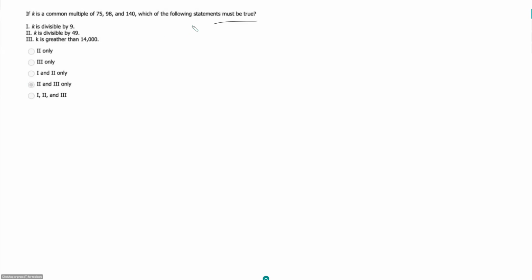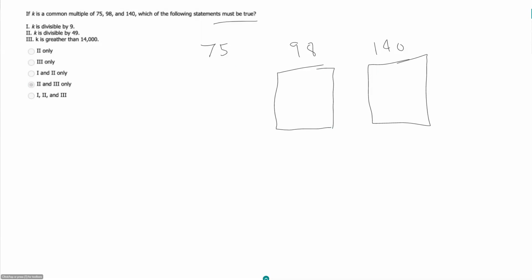And so they're really asking here for what is the least common multiple of 75, 98, and 140, because any multiple of these three numbers is always going to contain the least common multiple. So how can we find the least common multiple of these three numbers? So we need the minimum number of prime factors to make all three of these numbers.